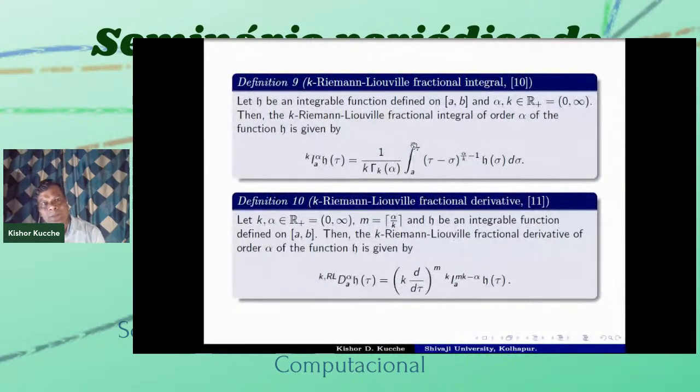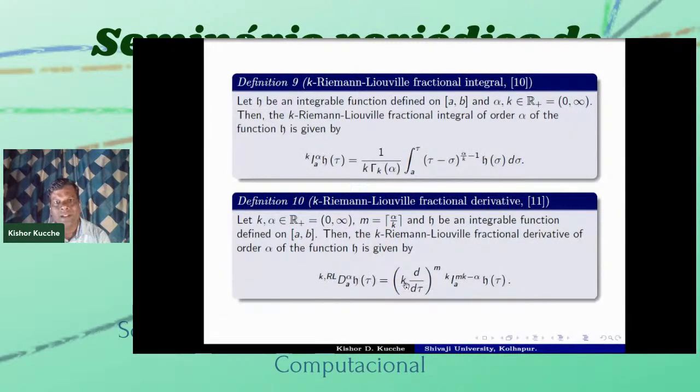Motivated by the concept of the k gamma function, in reference 10, the k Riemann-Liouville fractional integral is defined. When h is an integrable function defined on the closed interval ab, and alpha and k are positive real numbers, then the k Riemann-Liouville fractional integral of order alpha is defined in this sense. Additionally, here gamma k is applied, and here is alpha by k. If we put k equal to 1 here, it converts to the classical Riemann-Liouville fractional integral. Having this definition, in reference 11, the k Riemann-Liouville fractional derivative is defined in this sense.